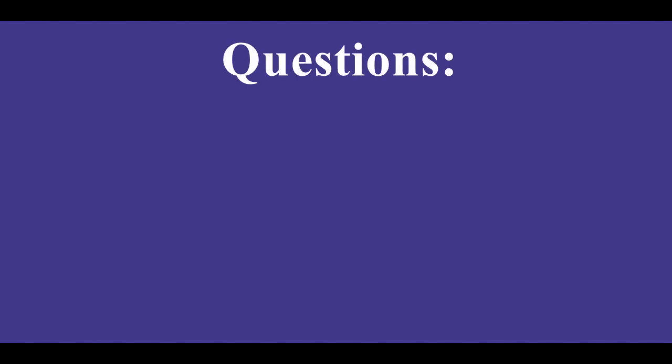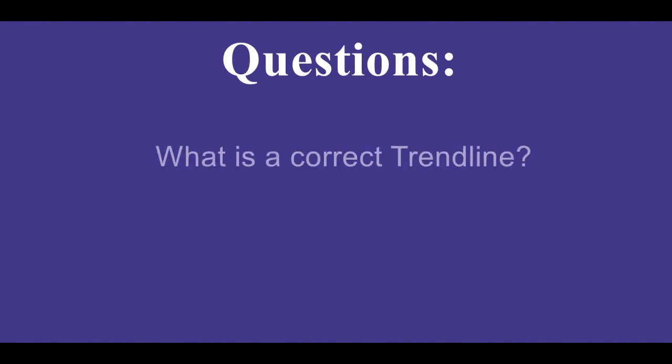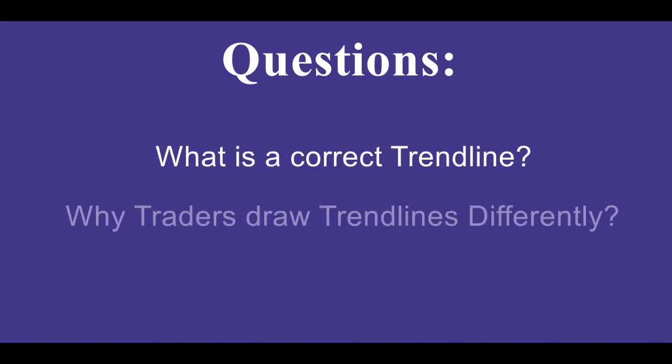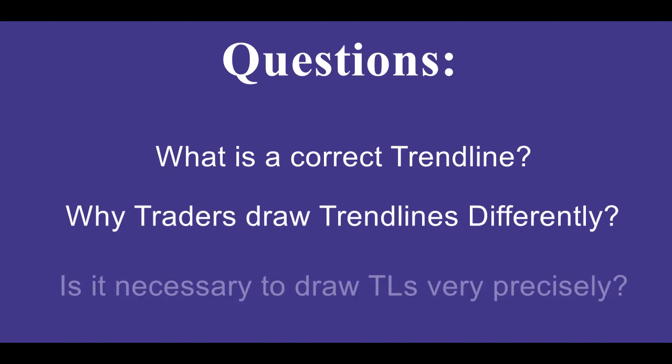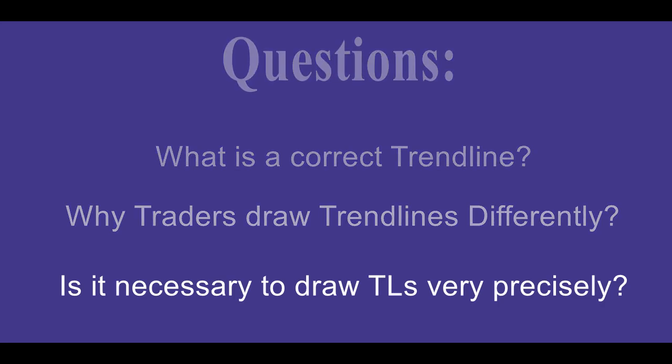First off, let's start with these questions. What is really a correct trend line? Why do different traders sometimes draw a trend line differently? And is it really important to be picky with drawing trend lines?